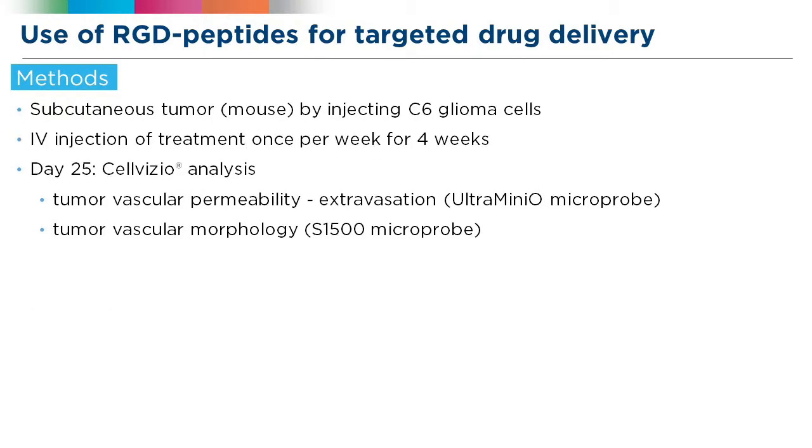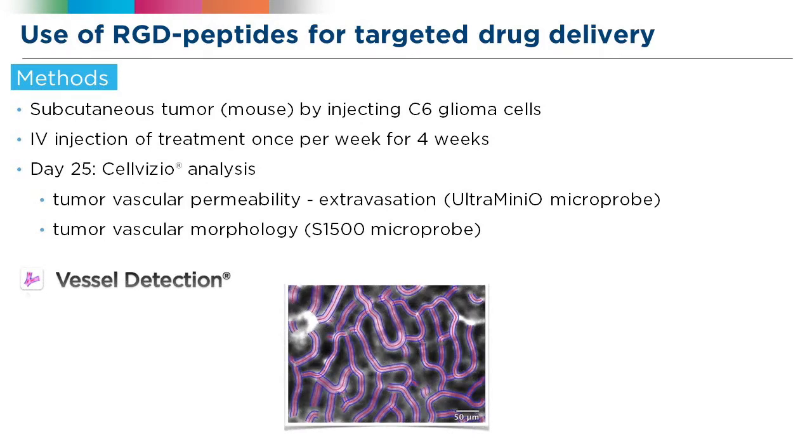So to do so, they used a mouse model, a subcutaneous tumor, and the different types of treatment of doxorubicin were administered through IV once per week during 4 weeks. And after treatment, at day 25, the Cellvizio analysis was performed. First, to look at vascular permeability and extravasation, and also to look at vascular morphology. So to do so, they used 2 different types of confocal microprobes.